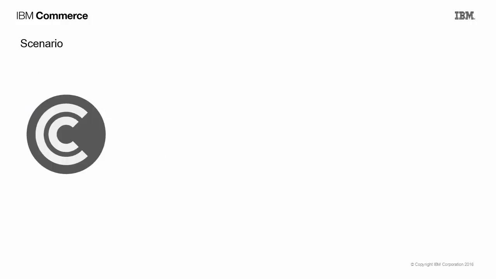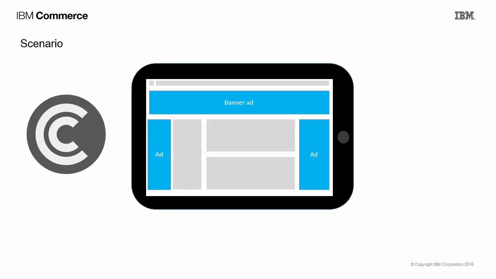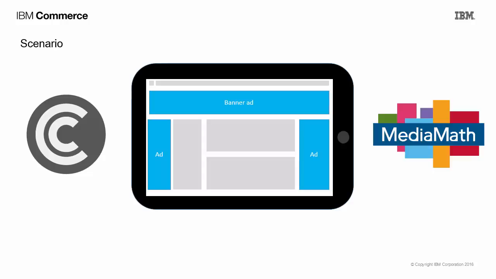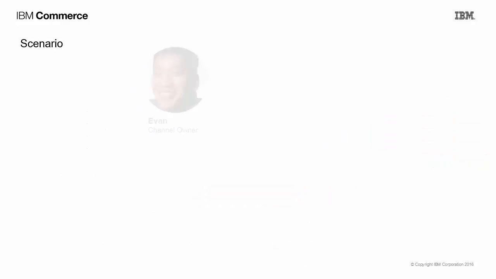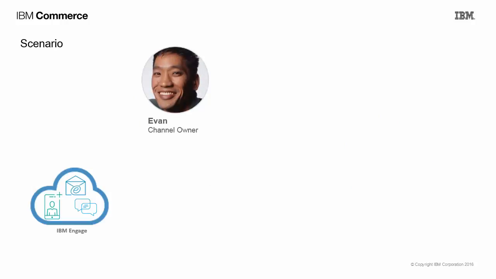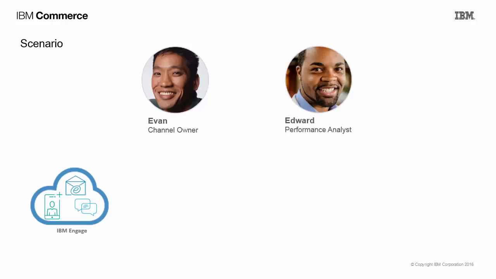The marketing team at CityCool, an online retailer, wants to keep their marketing message in front of customers wherever they go. They are using MediaMath to bid for and place their ads on third-party sites. They want to focus their campaigns on visitors who have opened and clicked through on their email campaigns but haven't purchased. Evan, the channel owner, has created a contact list in IBM Engage that targets these customers.